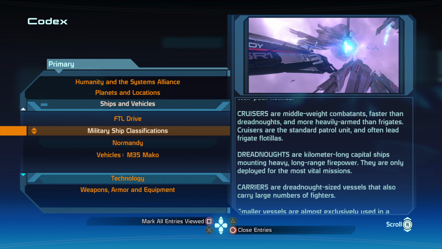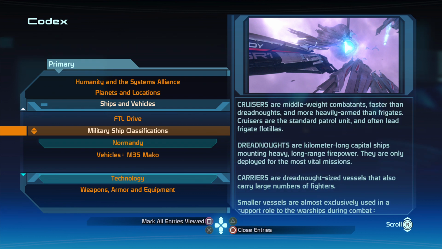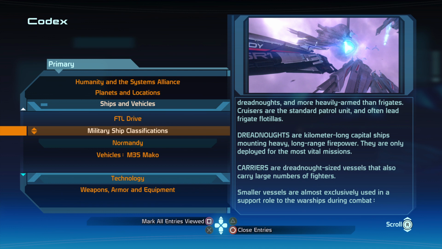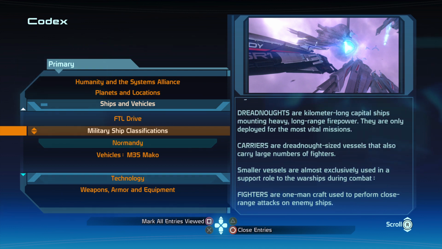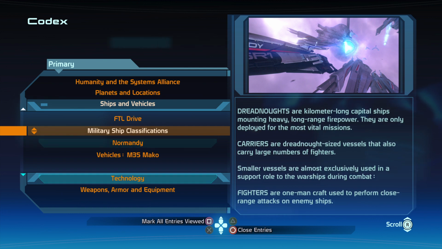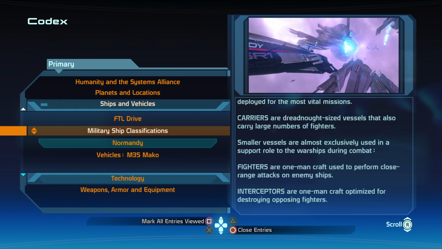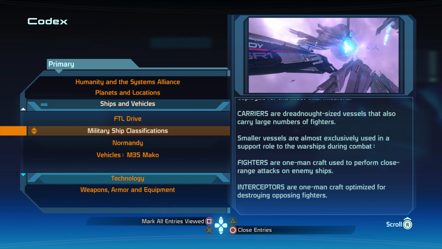Dreadnoughts are kilometer-long capital ships mounting heavy, long-range firepower. They are only deployed for the most vital missions. Carriers are dreadnought-sized vessels that also carry large numbers of fighters. Smaller vessels are almost exclusively used in a support role to the warships during combat. Fighters are one-man craft used to perform close-range attacks on enemy ships. Interceptors are one-man craft optimized for destroying opposing fighters.